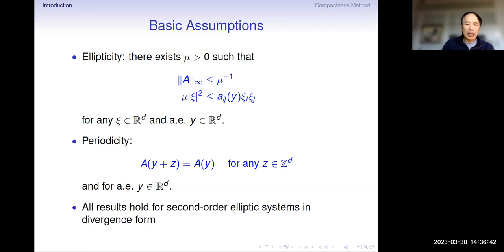In the presentation, I'm also always assuming it's a scalar for simplicity, but the same result, same proof works for second order elliptic systems in divergence form. Please feel free to stop me anytime for questions, please.